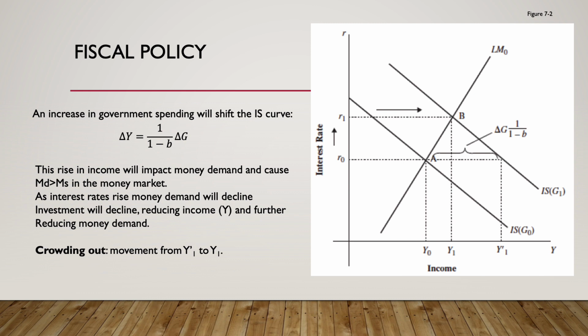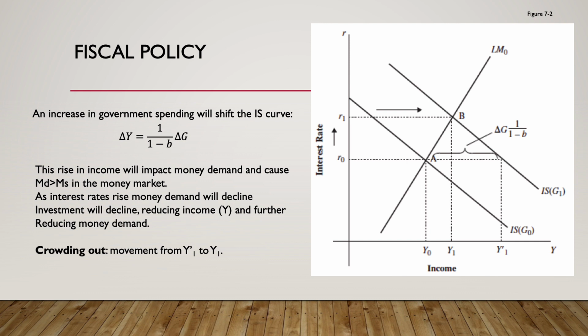Eventually we reach the equilibrium point B, which is an equilibrium point in the money market, and that occurs at a higher interest rate, R1, and a lower level of income than we saw from the initial positive government shock, Y1. These rising interest rates and falling investment are exactly what we referred to in the past as crowding out. So the crowding out here is movement from Y'1 to Y1. The effectiveness of fiscal policy depends upon how much crowding out takes place.